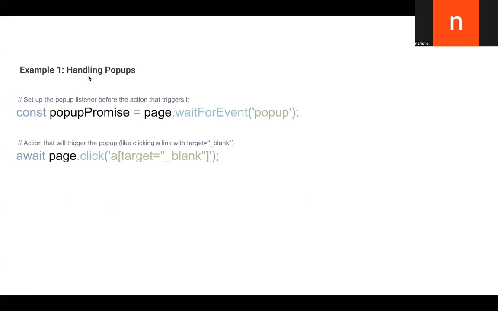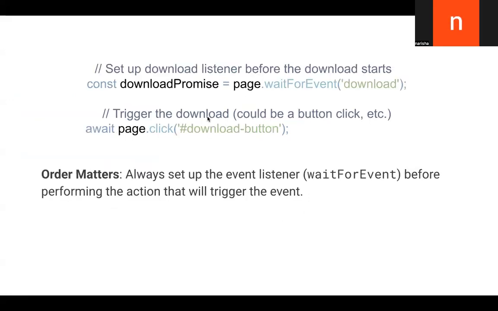How do we use this? Let's look at one of the examples. Handling pop-ups: let's say there is a pop-up coming up, so we will wait for that pop-up event to come up. After that, we click on some of the buttons or elements on that pop-up. This is how we are going to use wait for event.